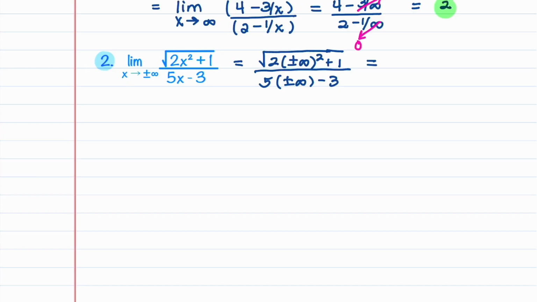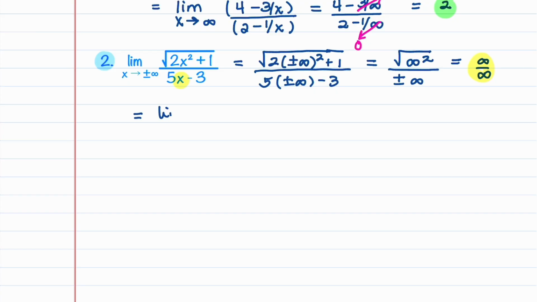Let's look at the numerator first. The biggest term is the first one, 2 times infinity squared. So let's just write this as the square root of infinity squared, all divided by 5 times plus or minus infinity minus 3. The minus 3 won't matter, so we can just write this as plus or minus infinity. So we end up with some form of infinity divided by infinity, which is an indeterminate form. Now what we're going to do is divide the numerator and the denominator by the highest power of x in the denominator, and that's just going to be x.